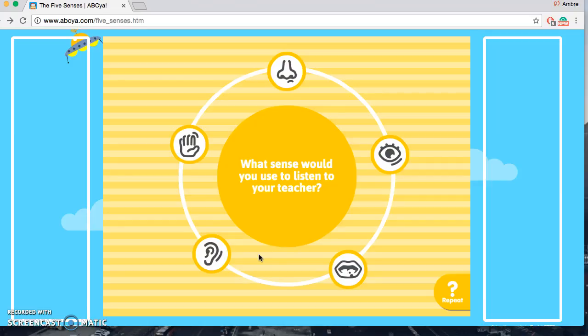Correct, you'd be using your ears. That will be the sense of hearing. Nice one! What sense would you use to tell if the music is playing too loud? Would you be using your nose, your eyes, your mouth, your ears, or your hands? Which parts of your body or which sense are you using in this situation? Correct, you'll be using the sense of hearing again.